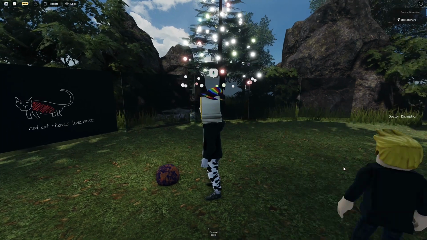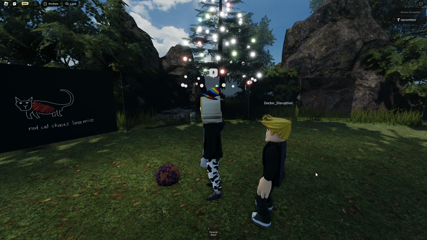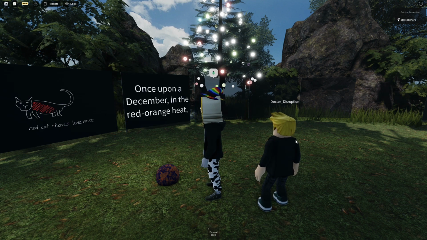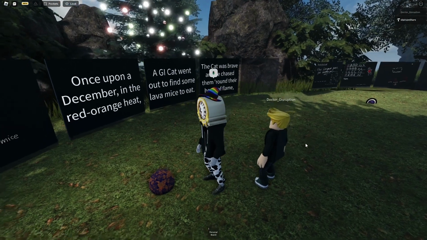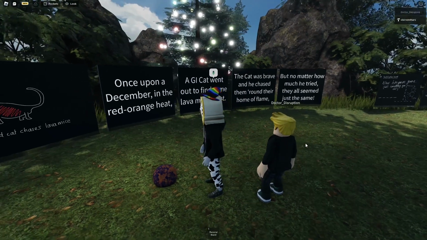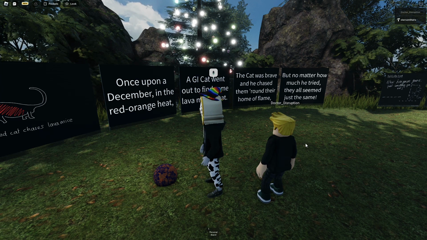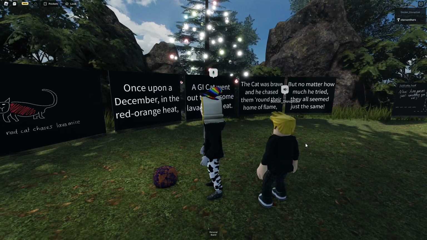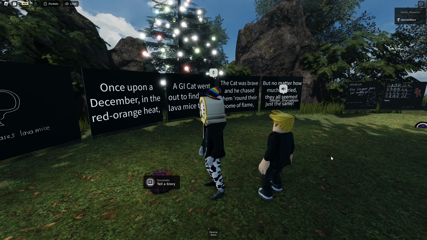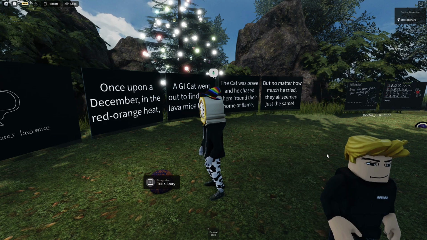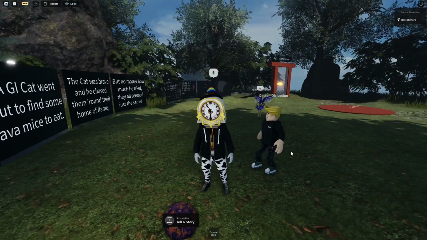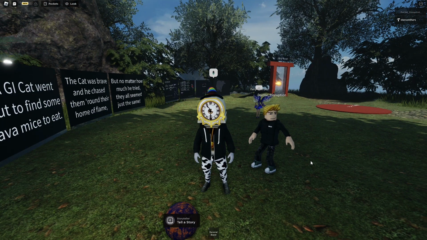It's kind of funny. So this maybe illustrates a point, which is, if you were to take this out of this world and just read the text: "Once upon a December, in the red-orange heat, a GI cat went out to find some lava mice to eat. The cat was brave and he chased them round their home of flame, but no matter how much he tried, they all seemed just the same." Some of them are actually kind of interesting and touching. Mostly they're a bit blah. If you were to see it in a children's book in the bookstore, you'd think there's no way I'm paying for this. But the point is that you can incorporate it into a broader interaction, right?